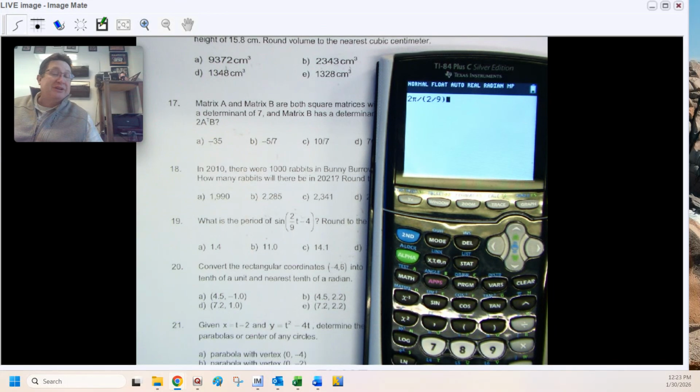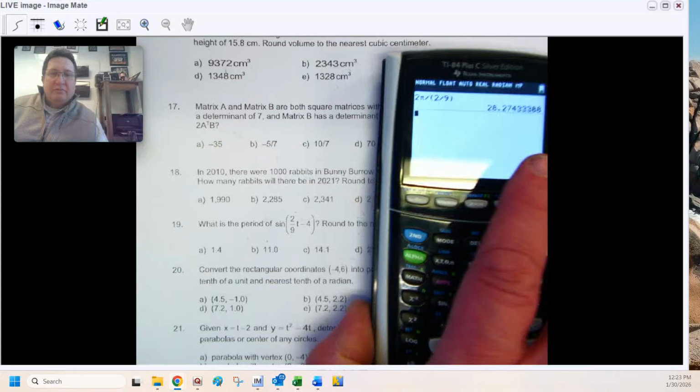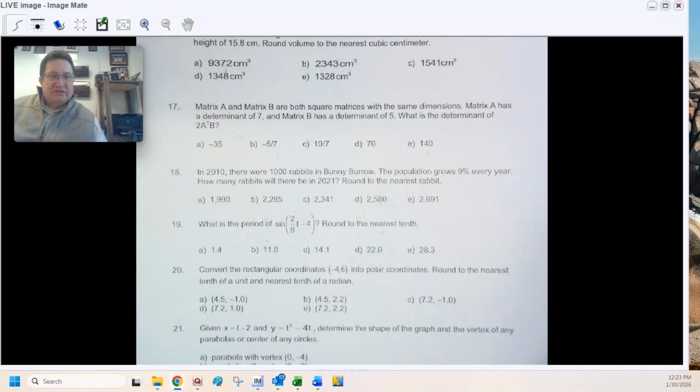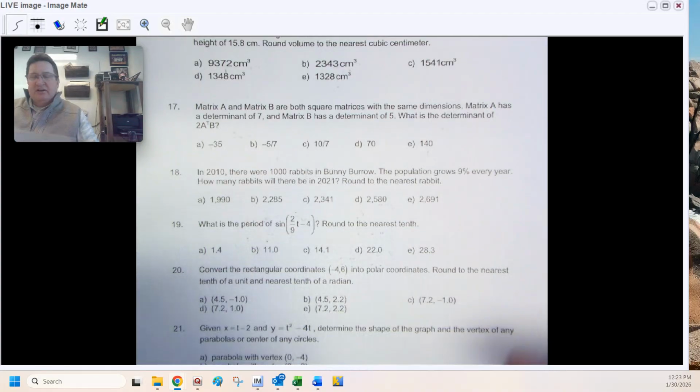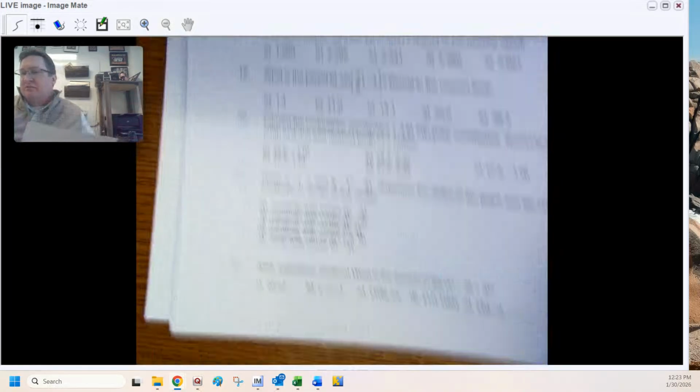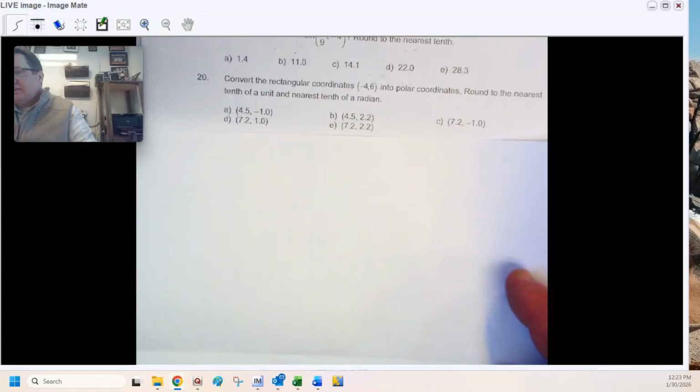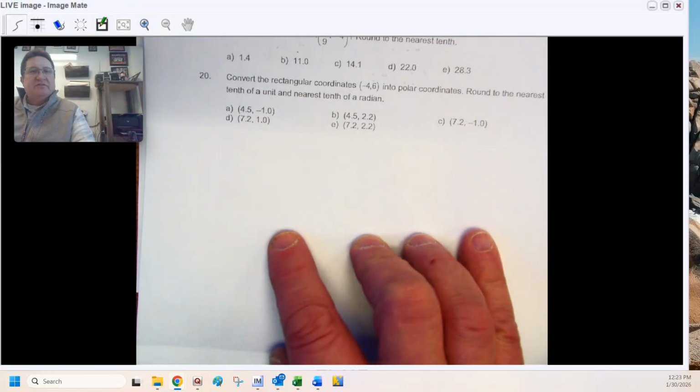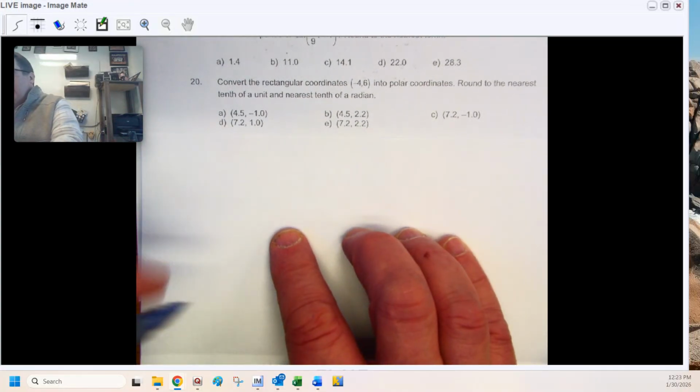If you took trigonometry, then this sort of sounds familiar. If you haven't taken trigonometry, you'll get to it within about the first 6 weeks of the course. And so it's 2 pi divided by 2/9. You can see that the answer is 28.27, so that is choice E. The last problem talks about rectangular and polar coordinates. And again, we don't always study all of this in school, but don't think you can't do it on the academic challenge test. So it says convert to polar coordinates.